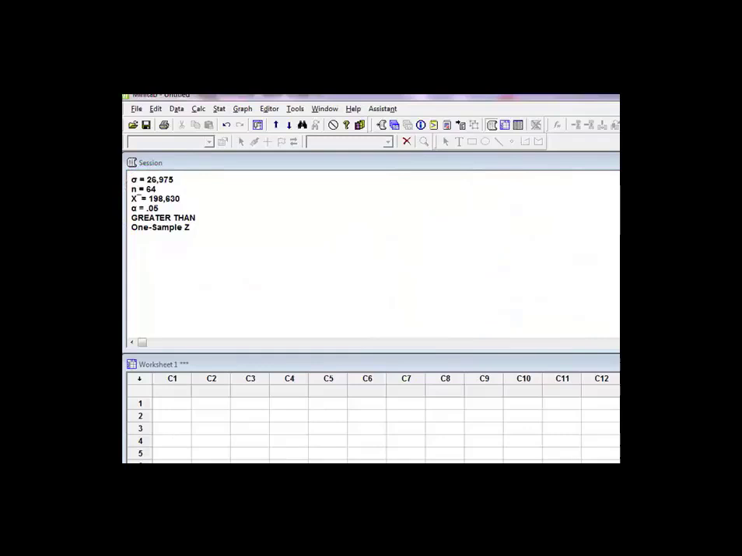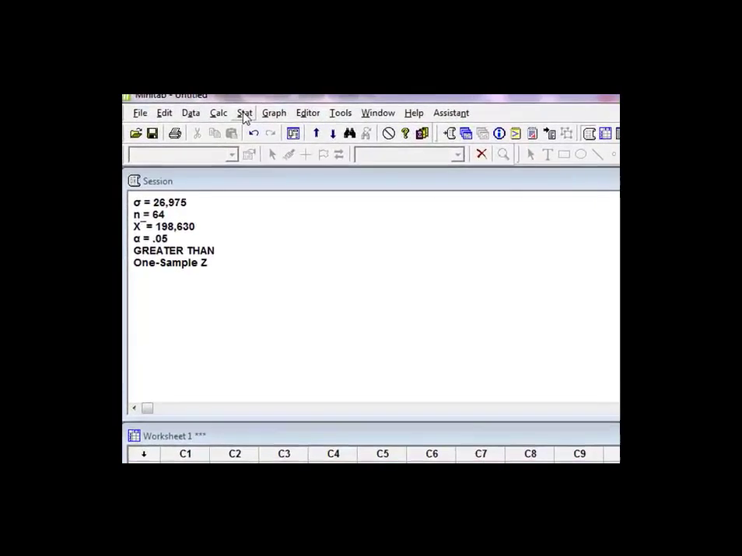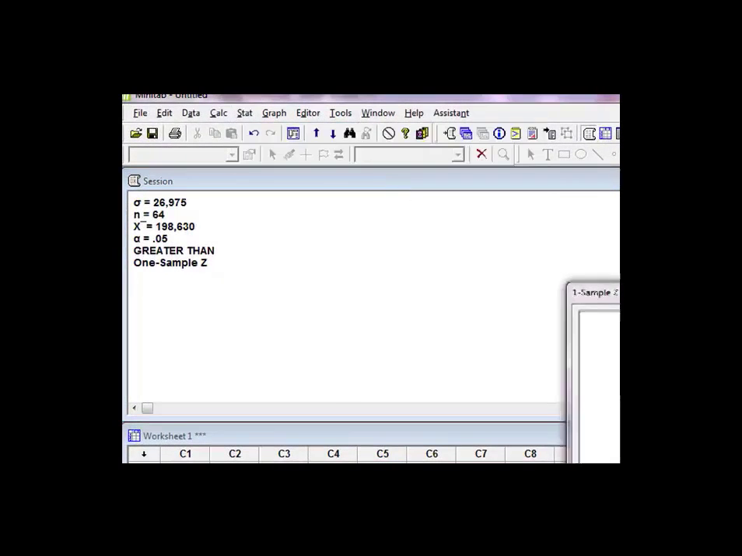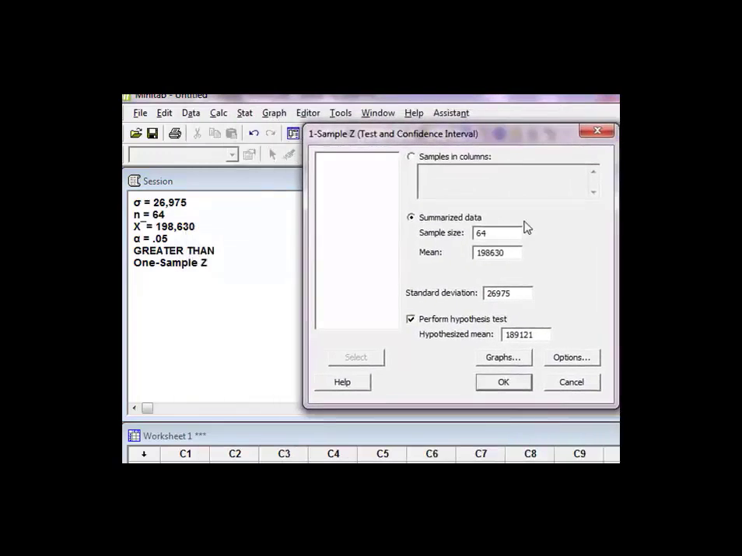So let me do some Minitab magic. I'm going to go to Stat, Basic Stat. I'm going to pick one sample Z. I'm picking one sample Z because I only had one sample. There's those 64 time travelers.